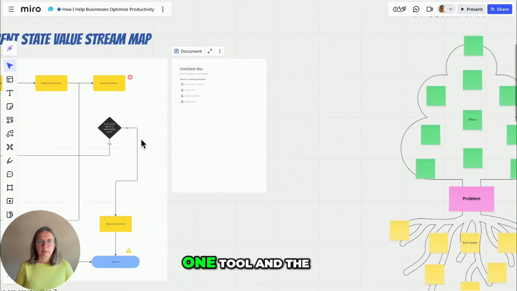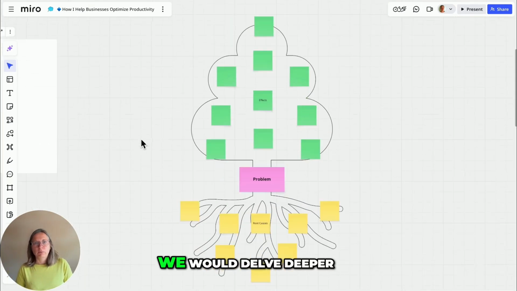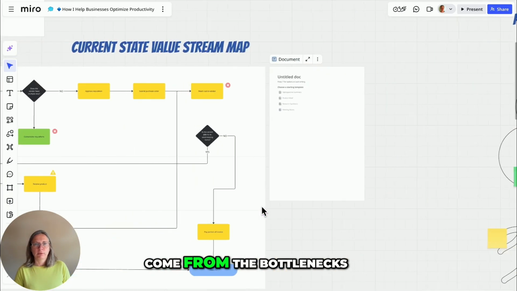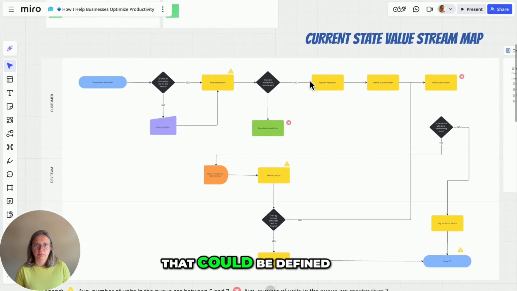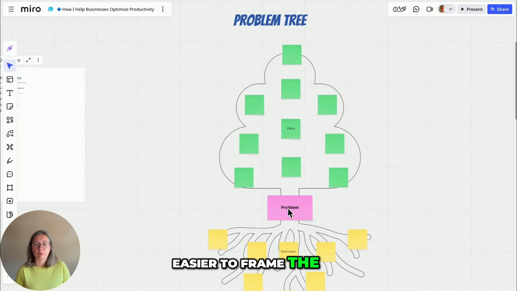So that would be one tool, and the other one is the problem tree. So in here we would delve deeper into the problem. We would frame the problem and name the problem. That could actually come from the bottlenecks that could be defined in the value stream, and having the bottleneck definition, it would be easier to frame the problem here.